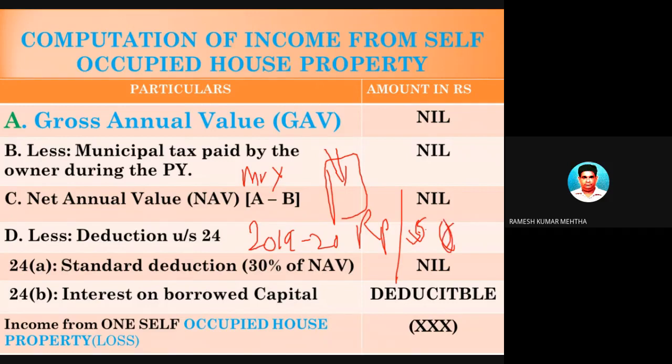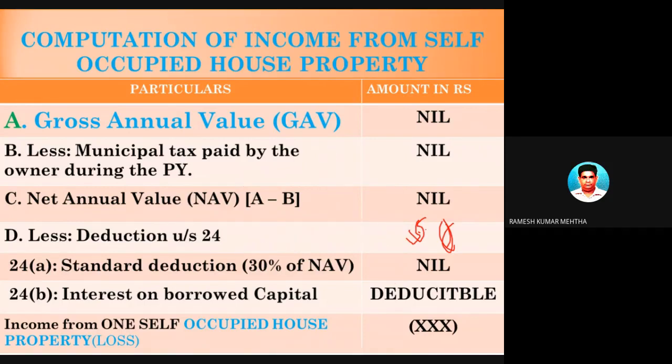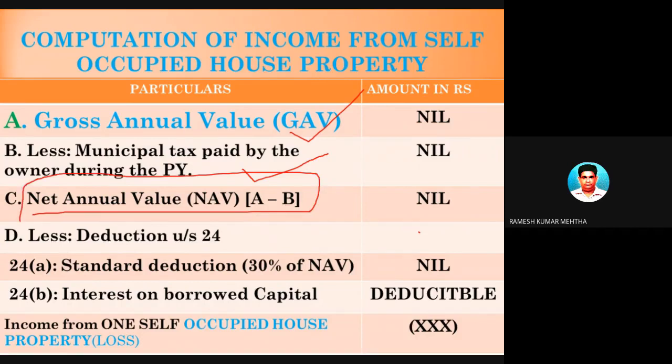Now, in such a case, you have to find out the income from house property. We have to compute income from house property. As already discussed in the previous class, this is the format to find out the income from house property. The first one is gross annual value. From that, you have to deduct municipal taxes paid by the owner during the previous year. If you deduct municipal taxes from gross annual value, you will get the net annual value of the house property.